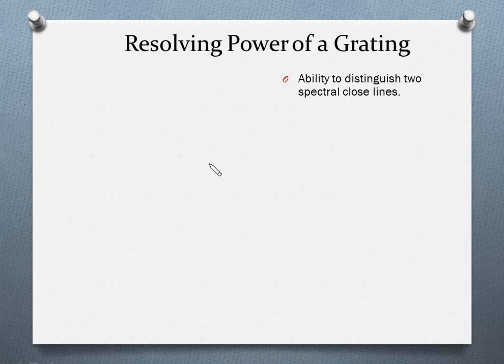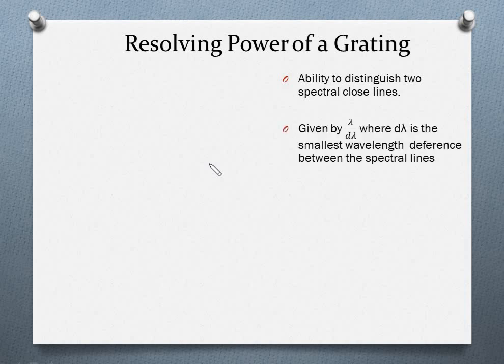It is given by lambda by d lambda. So if you know this quantity, you can know the resolving power of a grating. If your wavelengths are very nearby, you can use a high resolving power grating in order to resolve them. Here d lambda is the difference between the wavelengths. Now to calculate this quantity, we will draw a small schematic.